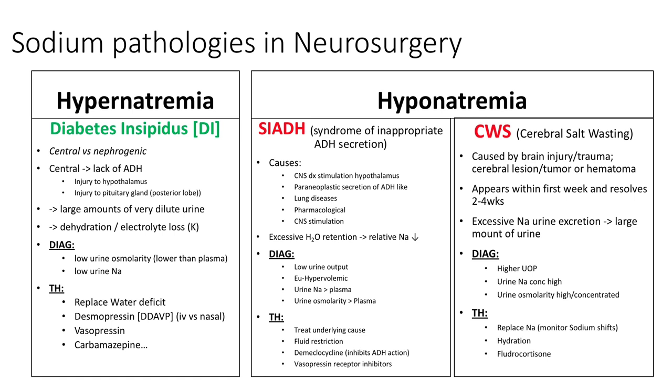In cerebral salt wasting, high urine concentration, high urine osmolarity, therefore, not in SIADH. The treatment for cerebral salt wasting is you've got to replace the sodium and monitor for excessive and fast sodium shifts. Hydrate this patient because they are volume down, they are dehydrated. And you also can give fludrocortisone, which also has been shown to slow down the development of cerebral salt wasting.